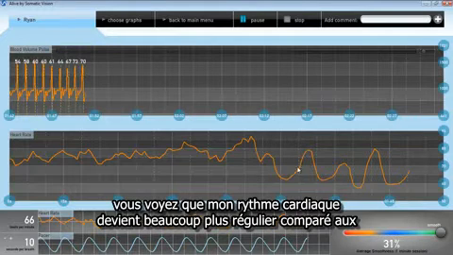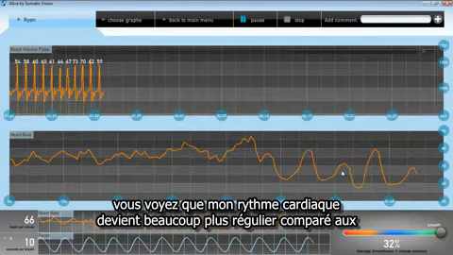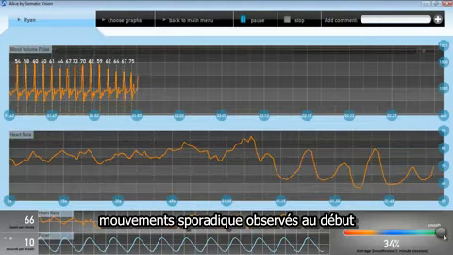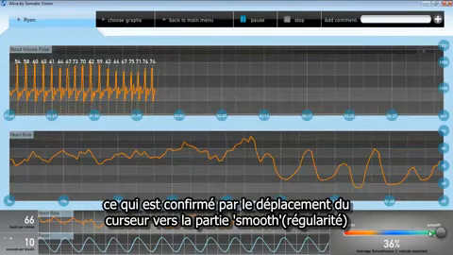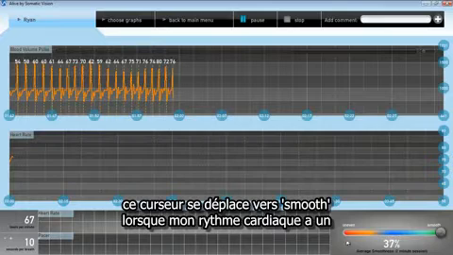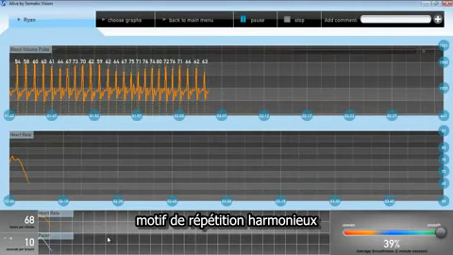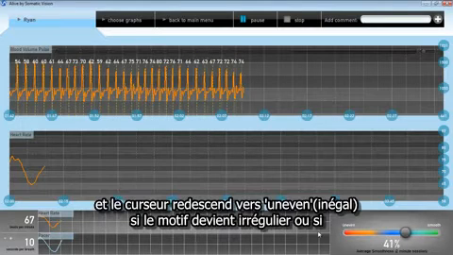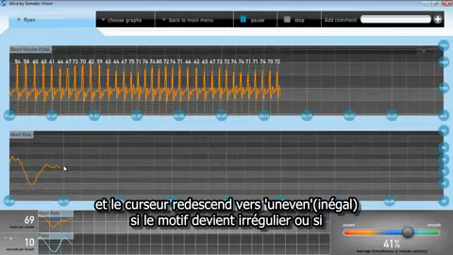And we can see also that my heart rate became very smooth here compared to the more sporadic movements happening. And that's what is shown with this smoothness slider. So the slider goes to smooth when my heart rate has a nice smooth repeating pattern somewhere in a reasonable breathing speed, and it goes to uneven if the pattern becomes irregular or if there are little jumps.